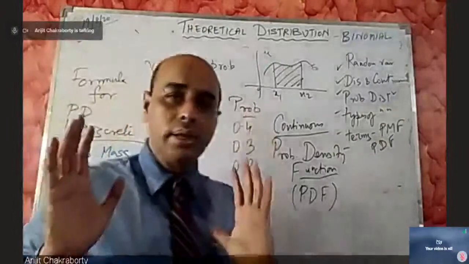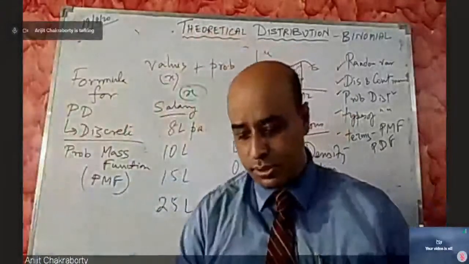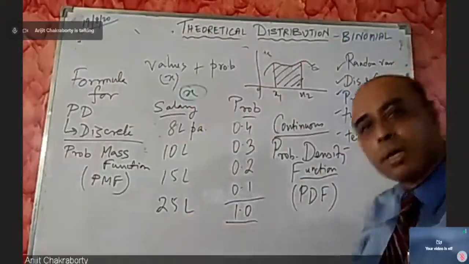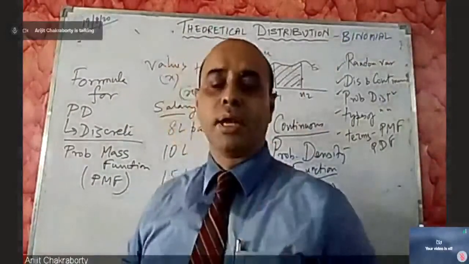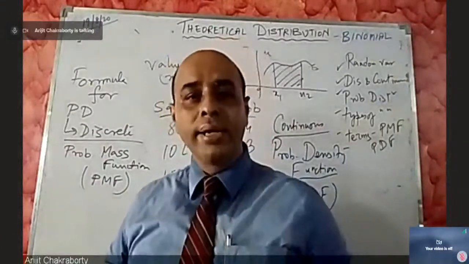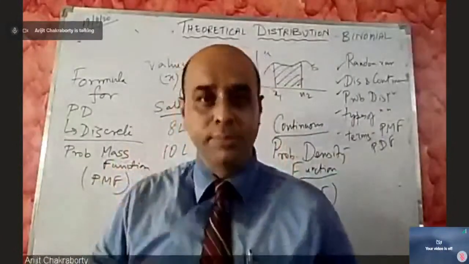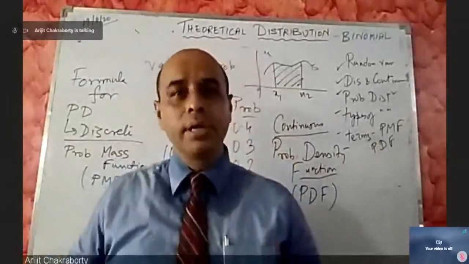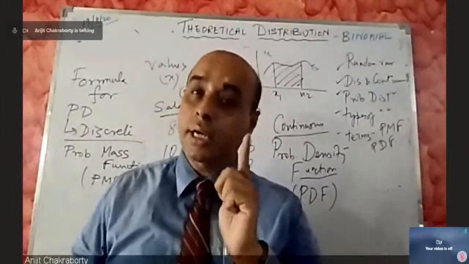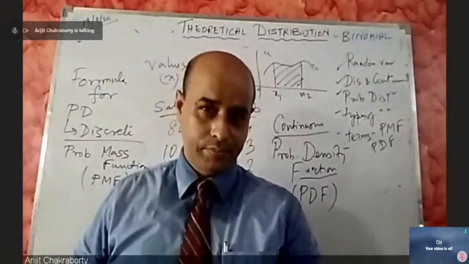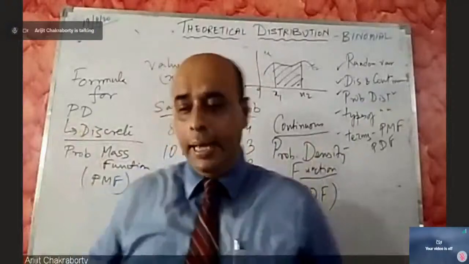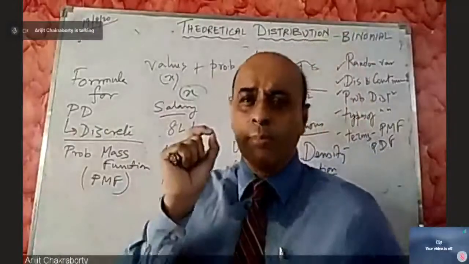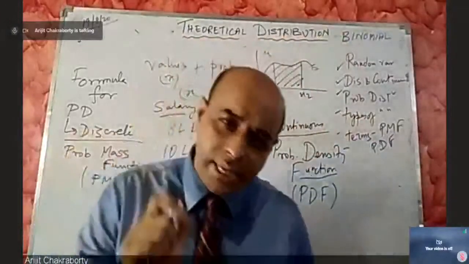Now in case of continuous probability distribution, why do we try to find out the area within the curve? Because it is not possible to find out individual probability. Please note, it is not possible to find out individual probability for the values which a variable can assume if the variable is a continuous random variable. Once again, the salary which I have taken is an example of discrete variable. The number of defectives is an example of discrete variable.